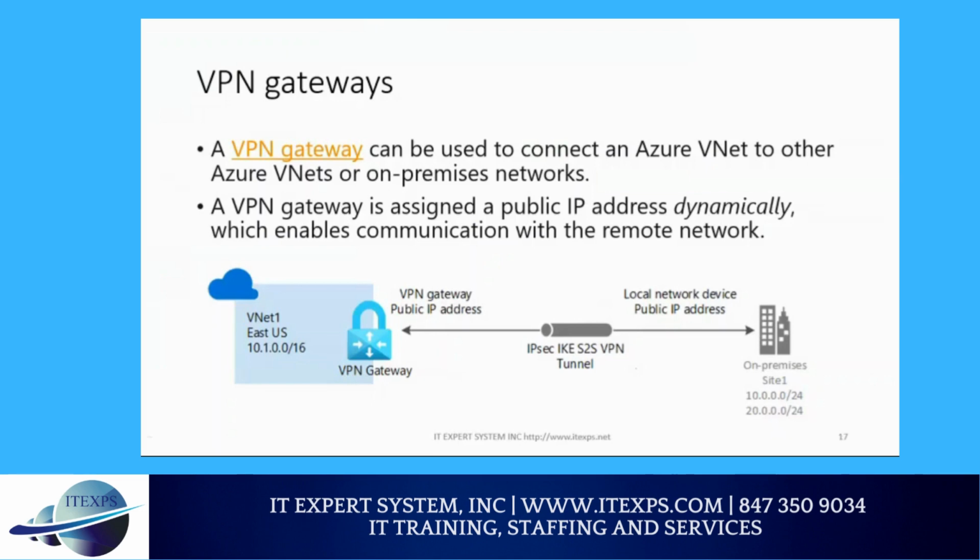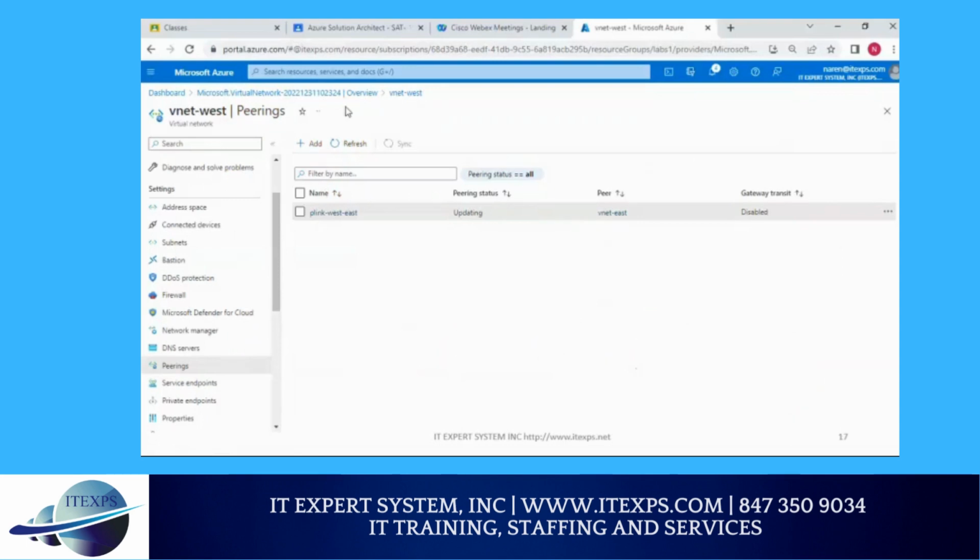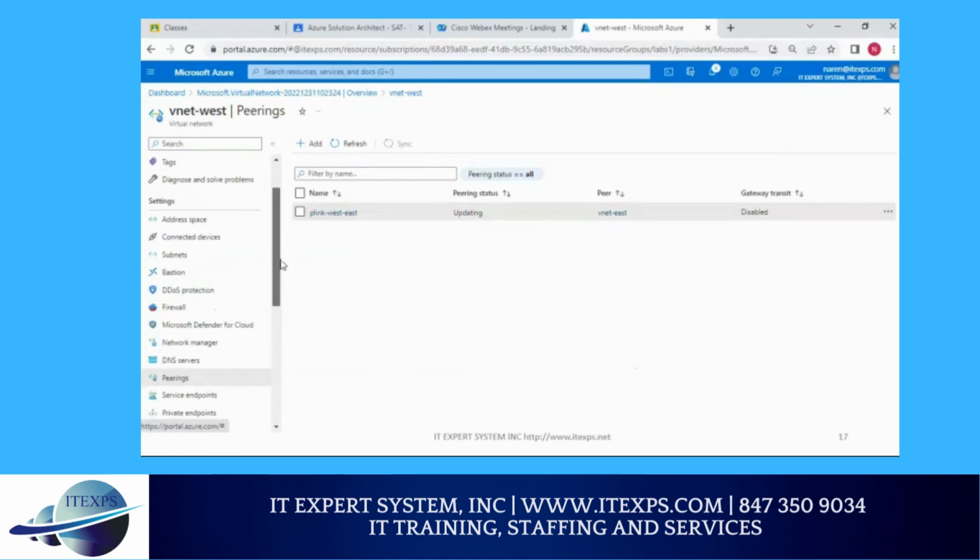All right. So let's see how you set this up. Let me show you that. Let's say we want to establish a VNet to VNet connection between east and west instead of a peering connection. So let's do that. In this case, it will allow you both.